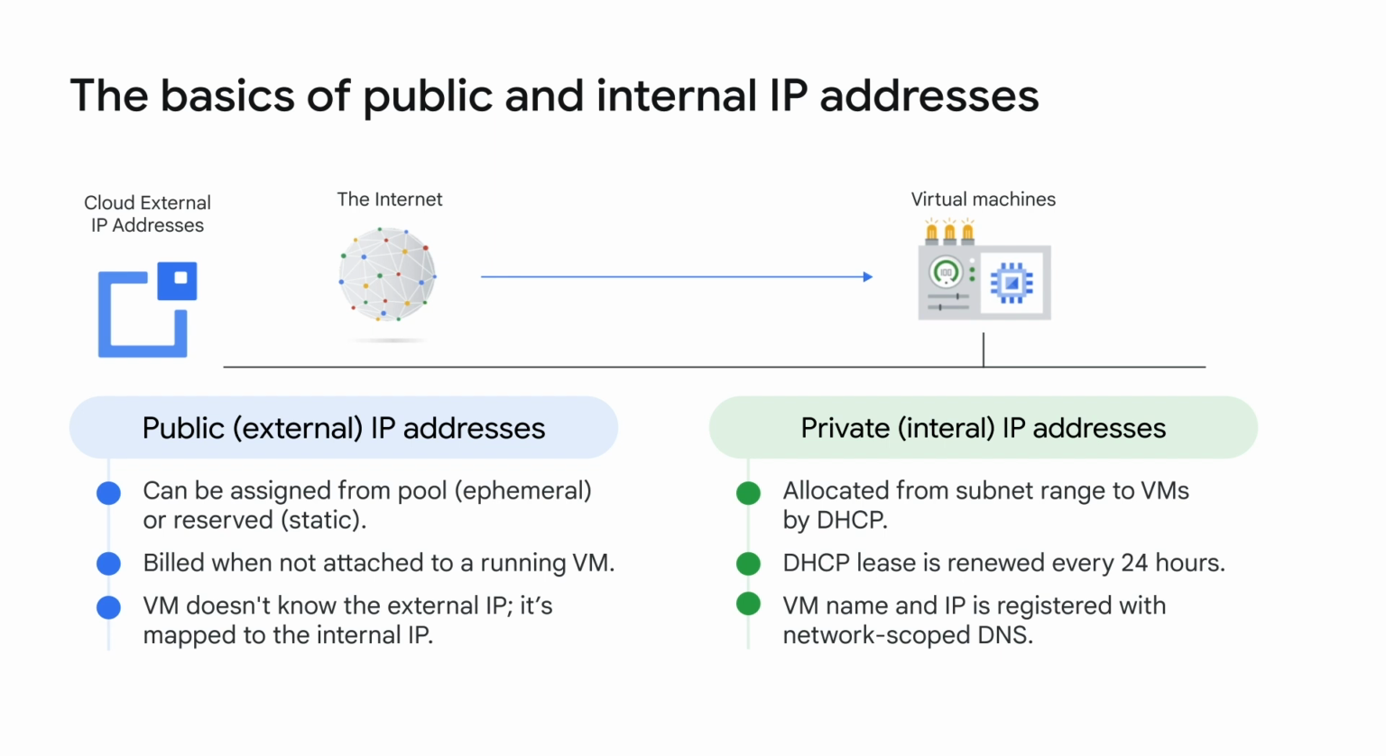Private or internal IP addresses, however, are allocated to VMs by a Dynamic Host Configuration Protocol, DHCP service. The lease for the IPs is renewed every 24 hours. The name of the virtual machine is the host name, and the host name will be associated with the internal IP address through a network-scoped DNS service.